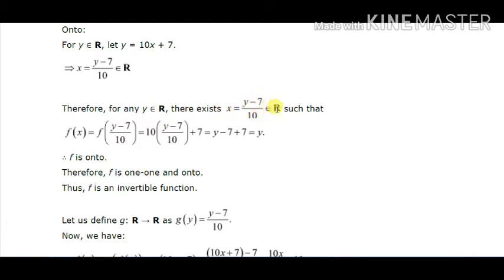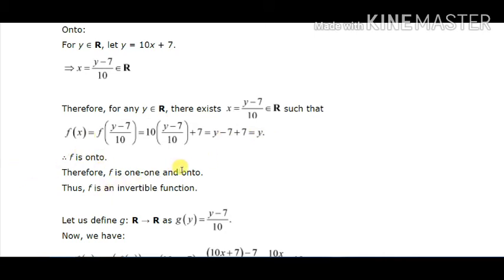It means for any y belonging to R, which is the codomain R, there exists x = (y − 7)/10 belonging to R such that f(x) = y. Now we will show that f(x) is equal to y. So f(x) will be equal to f((y − 7)/10), that is 10. Now how did you define f(x)? You defined it as 10x + 7. So in place of x you have this whole expression (y − 7)/10. So in place of x in the given function you write (y − 7)/10 plus 7. So it becomes y. It means we have shown that for every y there exists this x such that f(x) is equal to y. So f is an onto function also.